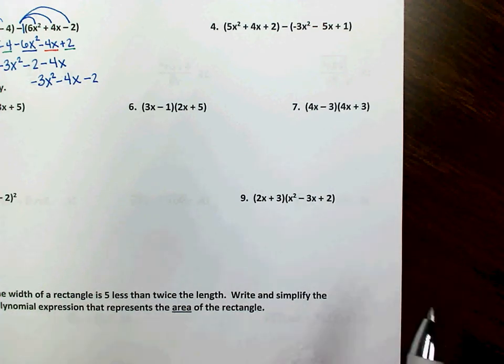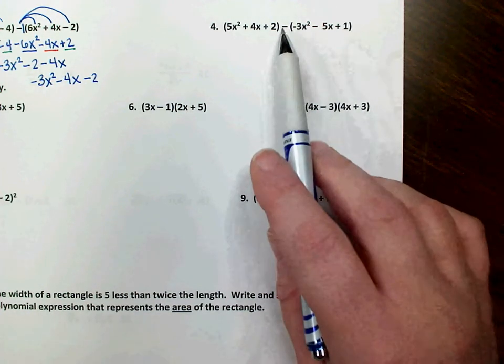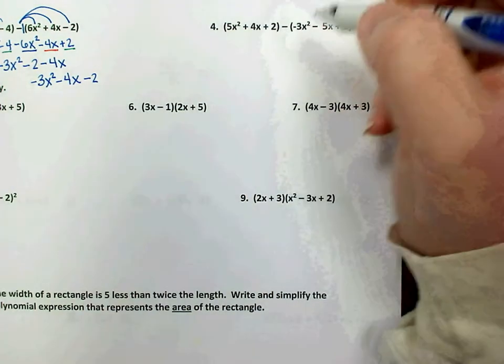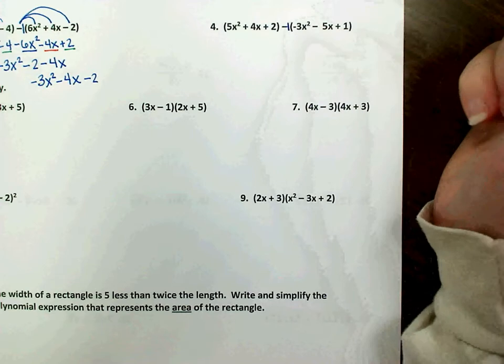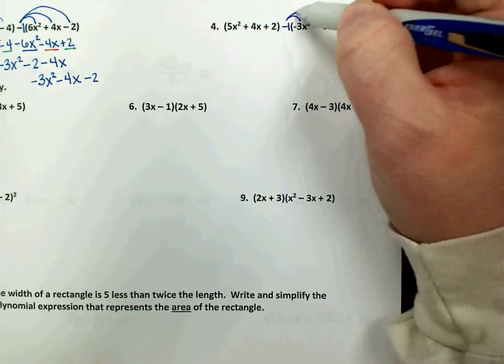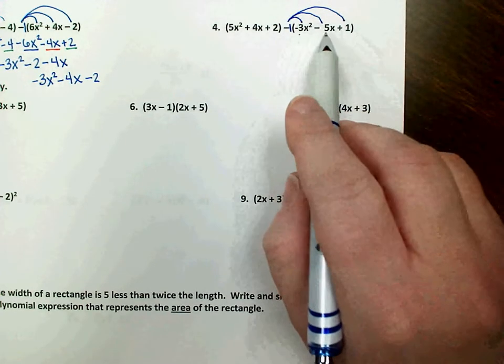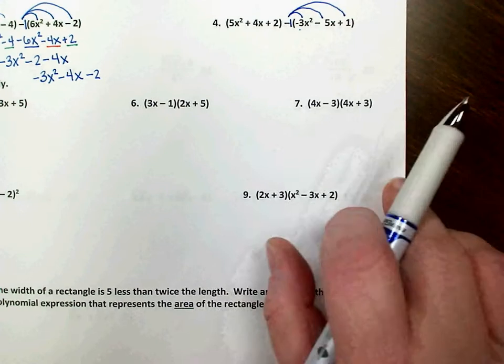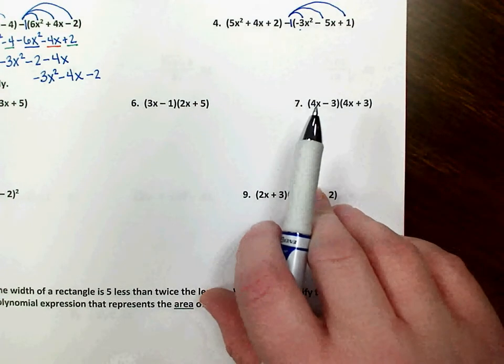Number 4 is just like number 3 because it has subtraction in between the two parentheses. So remember that subtraction is the same thing as a -1. And when you distribute it to get rid of the parentheses, don't forget it will change the signs on all 3 of these terms. So we just have more terms in number 4. That's the only difference from number 3.